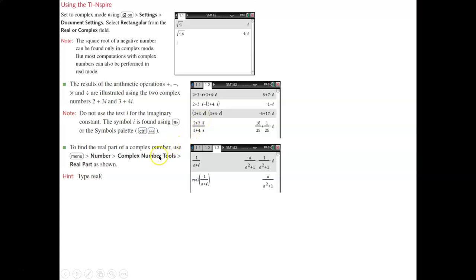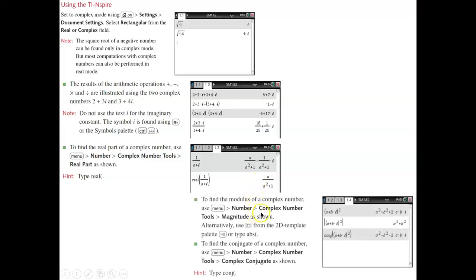What we can also do is get the calculator to tell us real parts or imaginary parts of a complex number. If you just write it in as a fraction, it will separate them for you. If you type the word real rather than going through this whole list of commands and then the complex number, it will give you the real part.